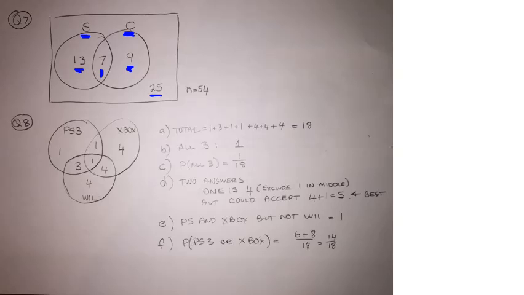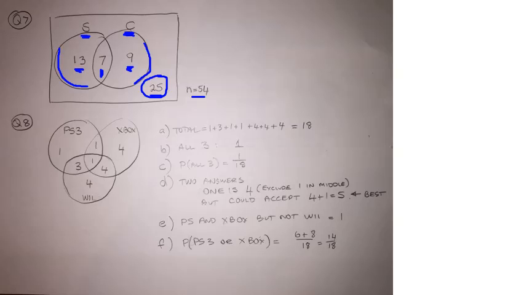So in this case here, the 25 gets held out, can't go into any of the circles, into that circle or that circle, because to do so they'd need to be either a swimmer or a cross-country runner. They're neither, they sit outside. And we know that there's 54 in the sample.